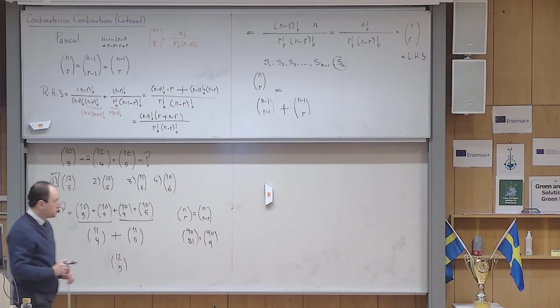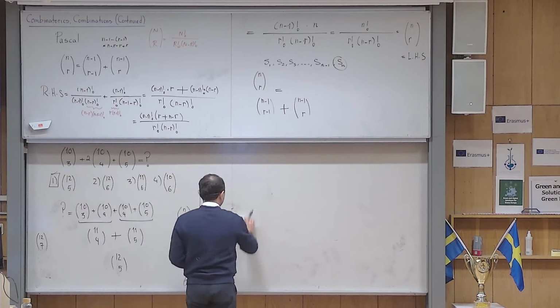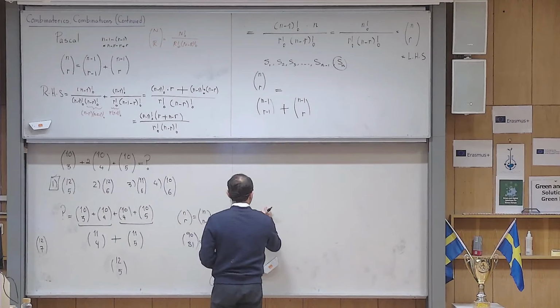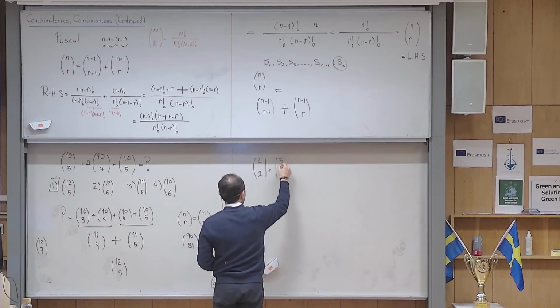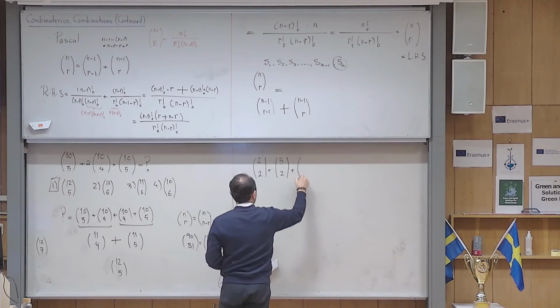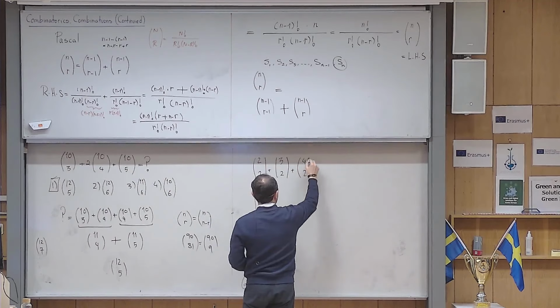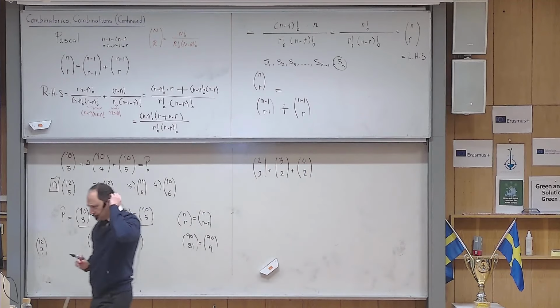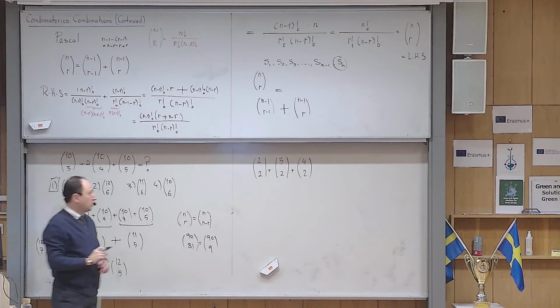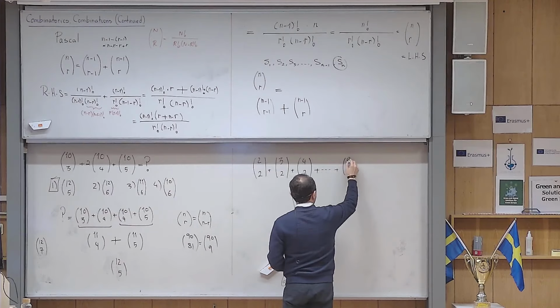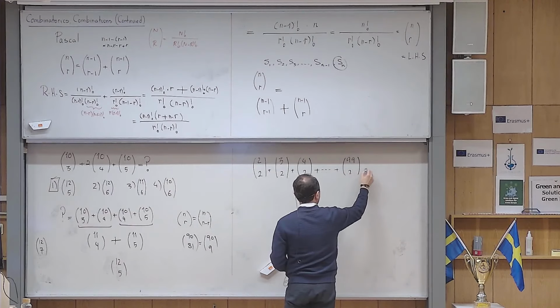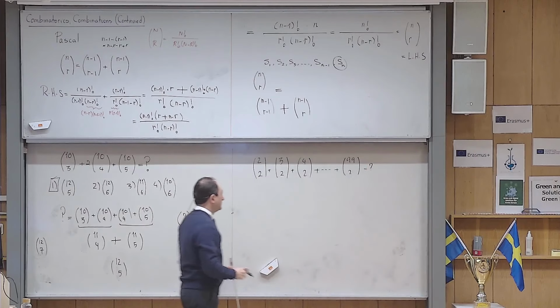So what about this one, for example? This is a little bit more tricky, but that's also simple. So I have 2 choose 2, and then I have 3 choose 2, and then I have 4 choose 2. Let me see if I'm writing it right. Yes, and then up to 99 choose 2. So what do you think the answer to this will be?